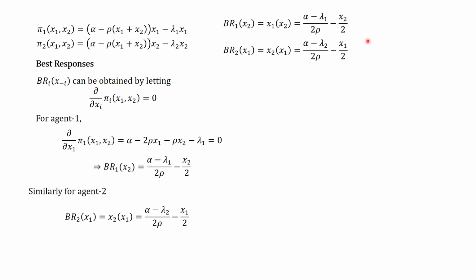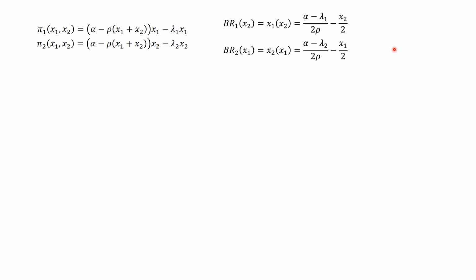So let's write down the best response functions of the two agents and proceed to find the Nash equilibrium. Now, this is a continuous action game because x1 and x2 are continuous quantities. So let's write down the two best response functions, br1 of x2 and br2 of x1 here, and proceed to find the Nash equilibrium.